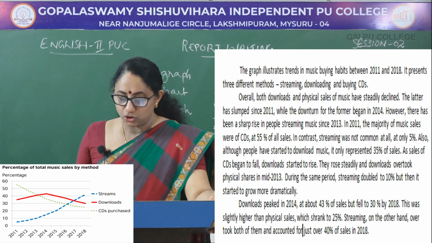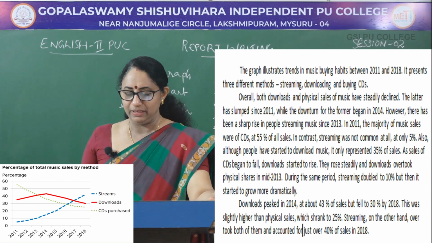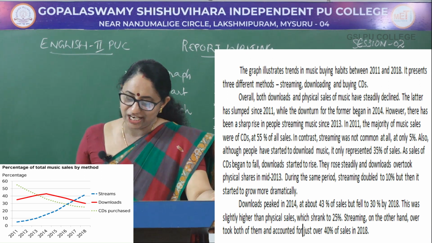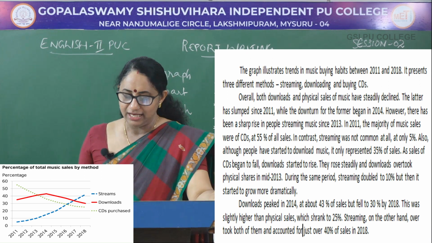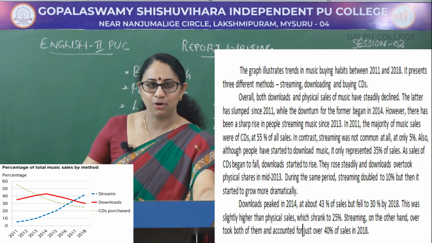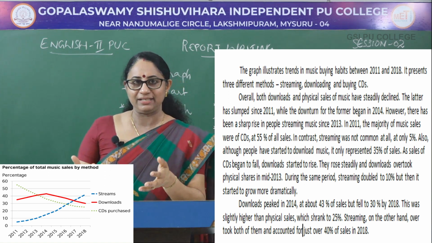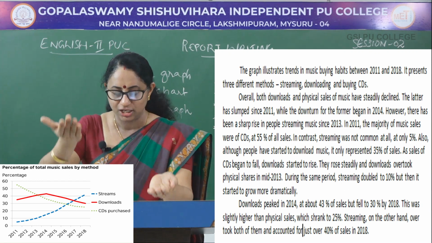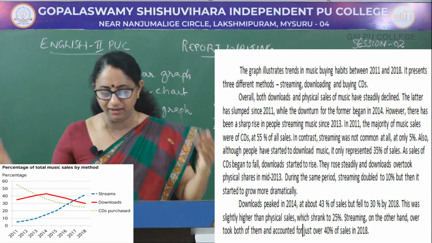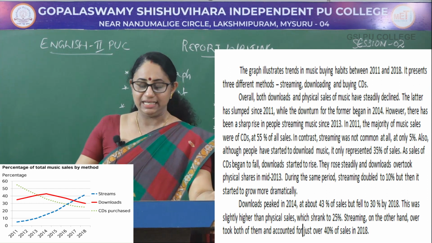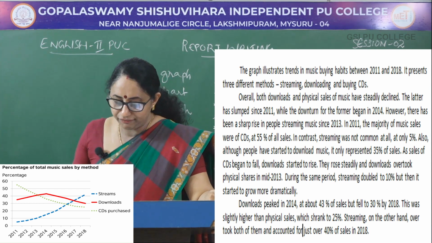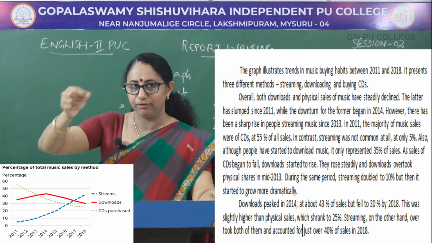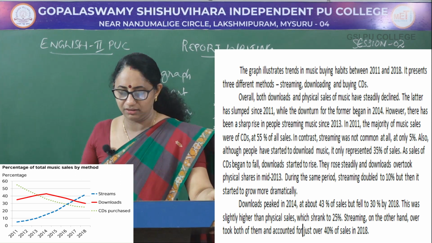Although people had started to download music, it only represented 35% of sales. As sales of CDs began to fall, downloads started to rise. Now you bring in this comparison. When people stopped buying CDs, they started buying downloads. So one is responsible for the growth of the other. They rose steadily and downloads overtook physical sales in mid 2013. So you find downfall starting in 2013.